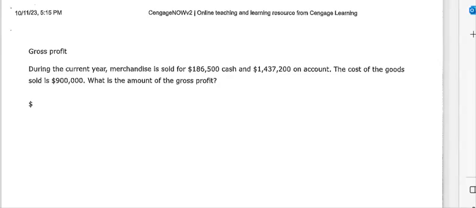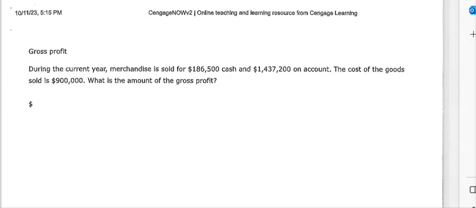So I have printed some of the Cengage problems, and I'm going to work them on paper, and I suggest that you work them on paper as well, because sometimes working on paper gives us a different experience than working them in Cengage. So I want to show you that this is an option and how to go about it.